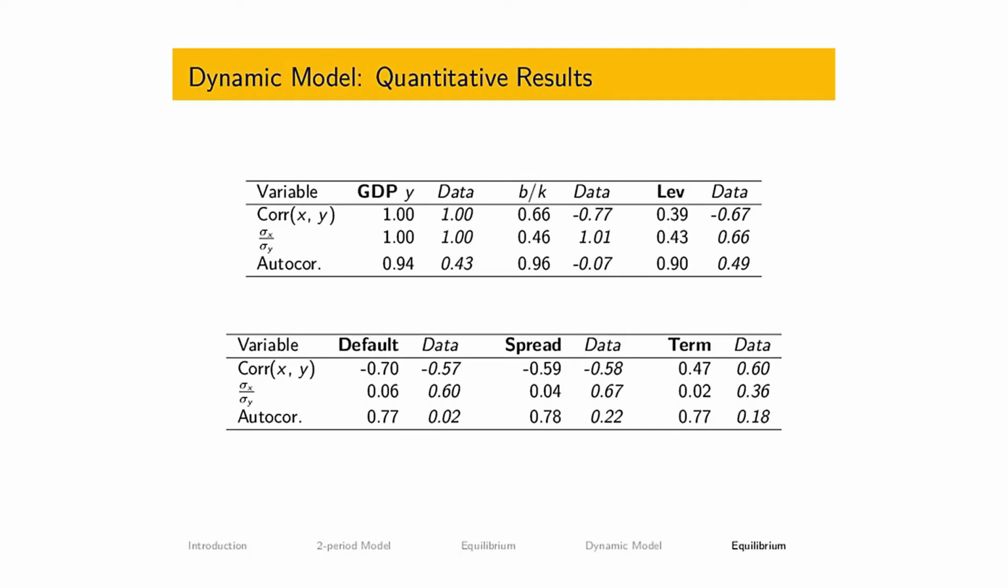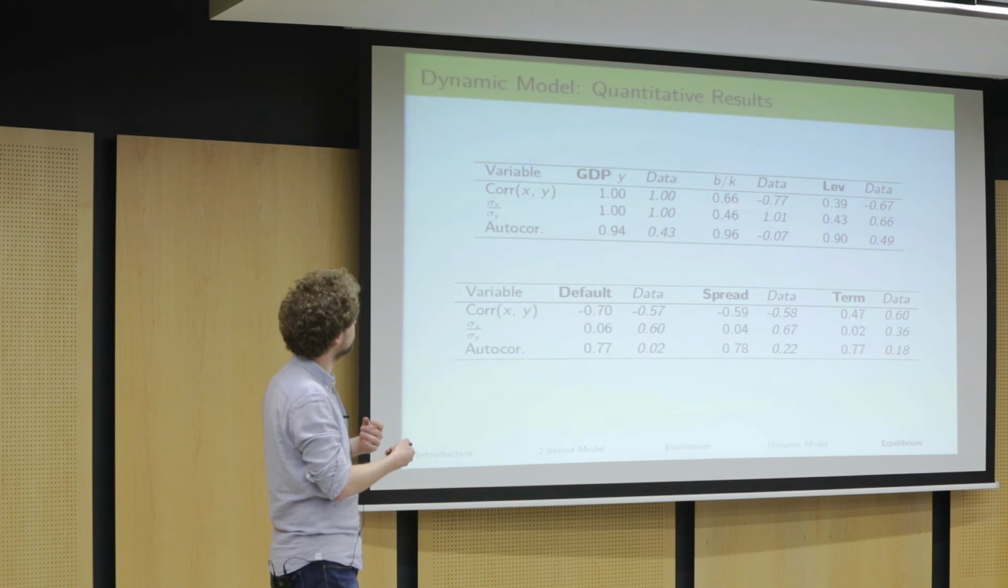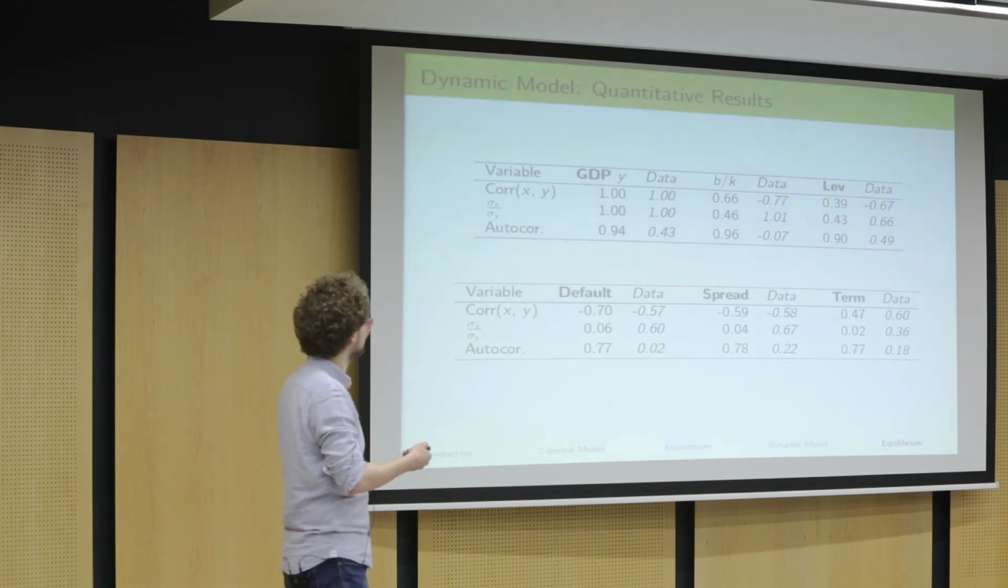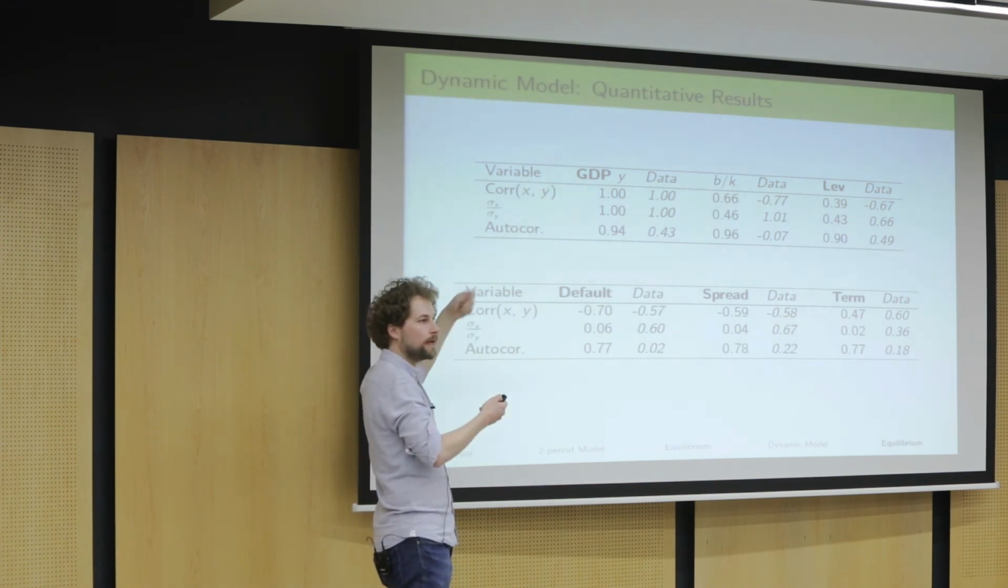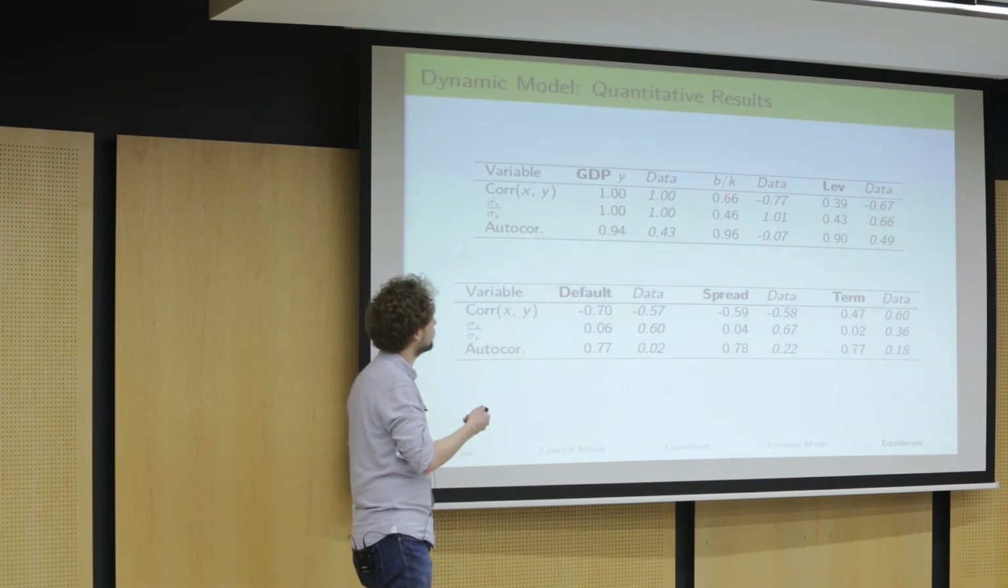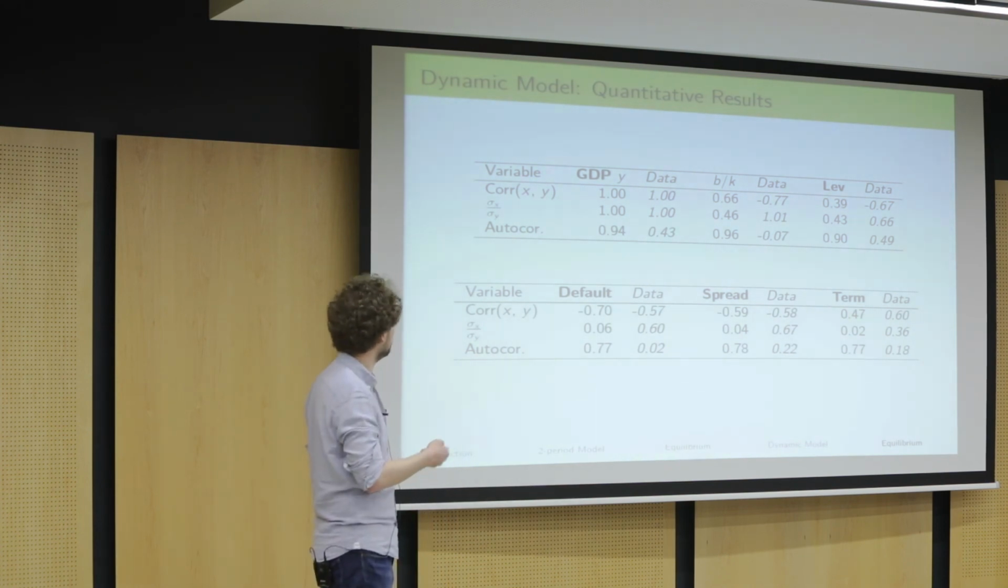So one thing which maybe is the bad thing: even though on impact, if output goes down, this ratio B over K shoots up, which is the key for the amplification mechanism, afterwards it is on a lower level when output is also below trend. In the end it's procyclically correlated with output, and the same for leverage. While in the data it's negatively correlated, but that's probably because we have too little fluctuation in output, and so too few shocks, which is why this impact doesn't matter so much in these statistics. That's something to work on.